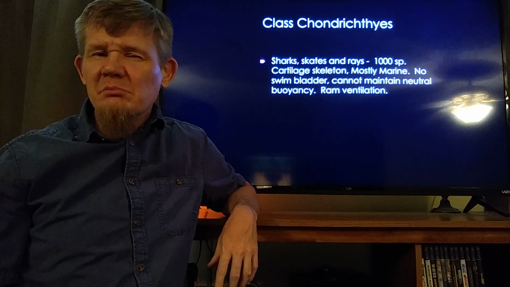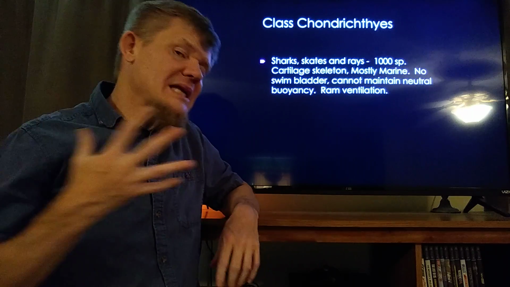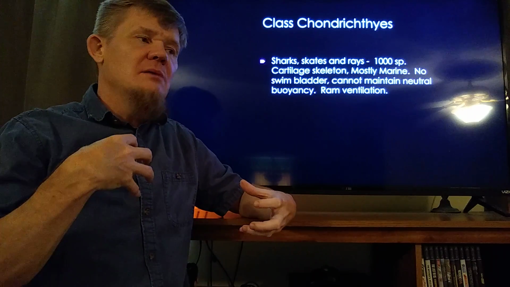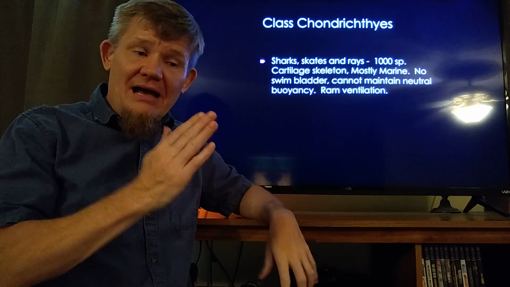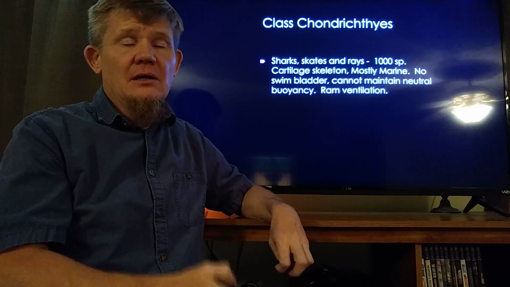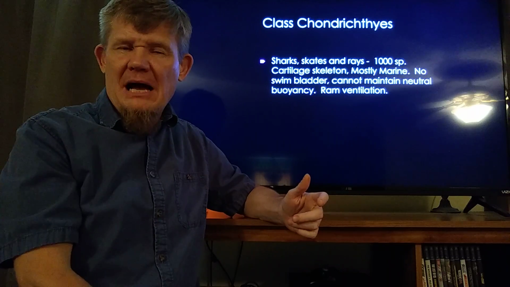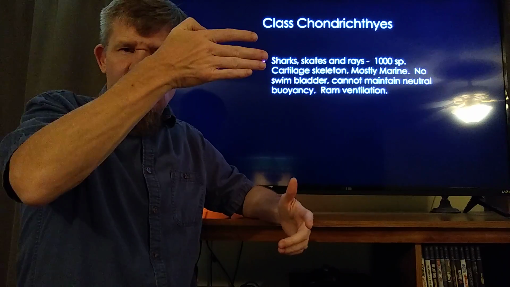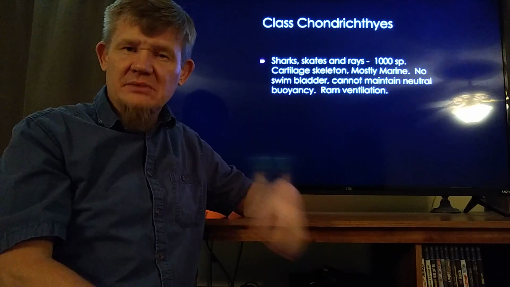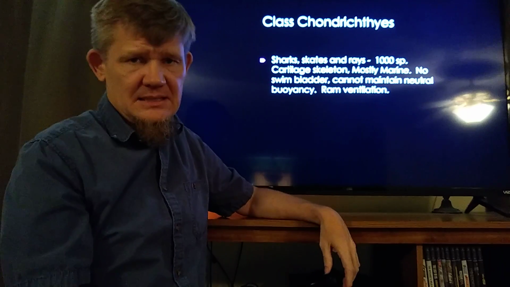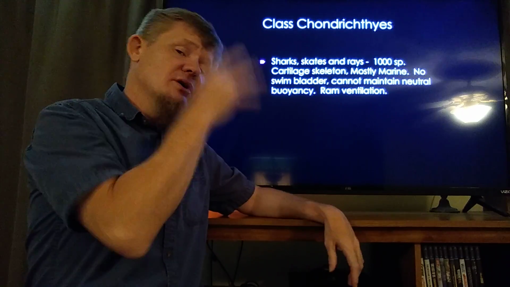Chondrichthyes don't have a swim bladder. A swim bladder is a gas bag that normal fish have that allows them to maintain neutral buoyancy. What that does is basically turn a normal fish into a helicopter. They can hover wherever they want in the water column. They add gas to the swim bladder and they float upwards. They remove gas from the swim bladder and they sink downwards. And what we're saying is sharks don't have that.